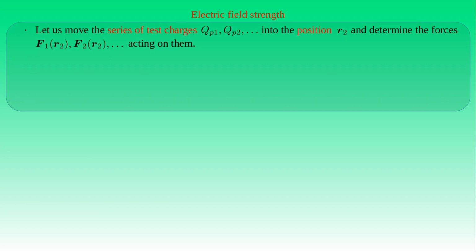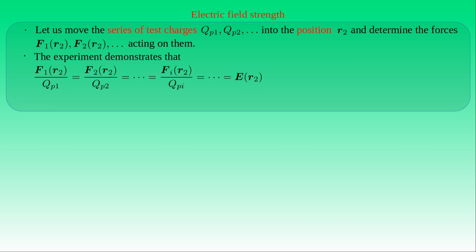We can repeat the experiment by moving the point charges to another position and calculate the forces acting on them. Let us move the series of point charges QP1, QP2 and so on to the point R2, where the position vector R2 points from the reference point O to the new location, and determine the forces F1, F2 and so on in the position R2. The experiment demonstrates that the ratios of the force Fi to the test charge QPi will be equal to each other for all the index i. That is, the ratios are equal to the same vector E determined in the point R2.